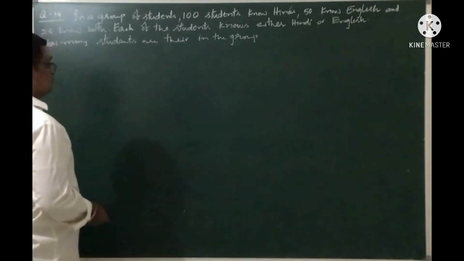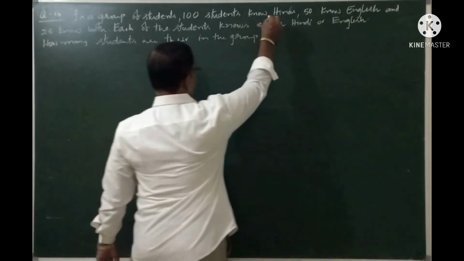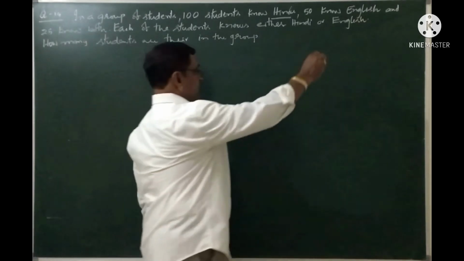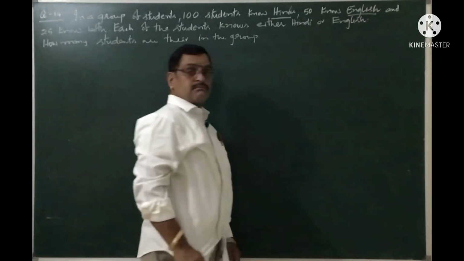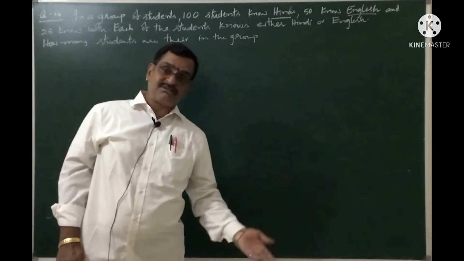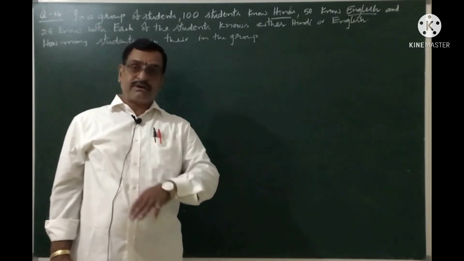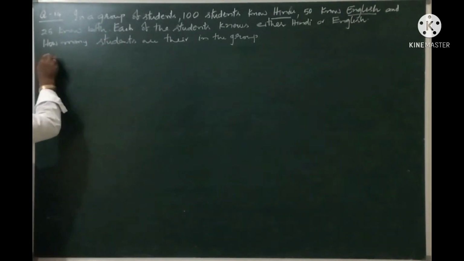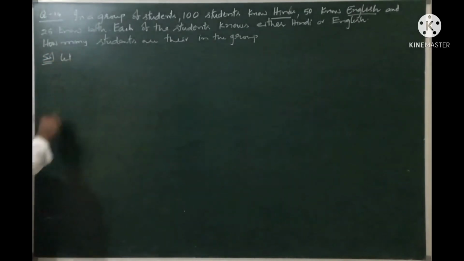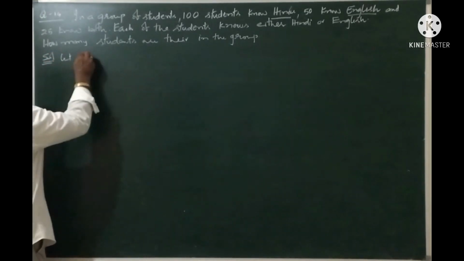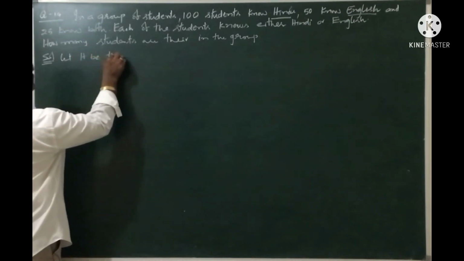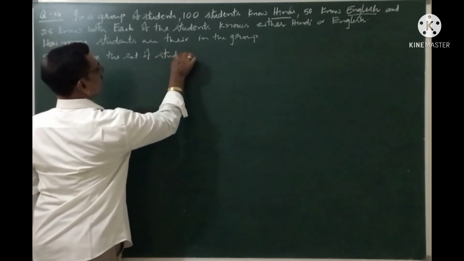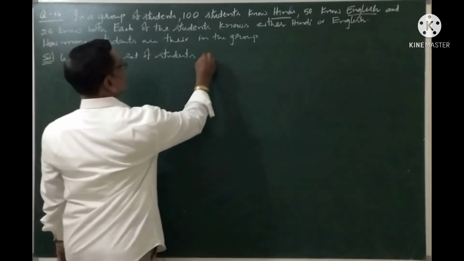So as usual, here Hindi is one set, and English is another set. If a student belongs to either the first set or the second set or both, you have to find that number. So what do you do? As usual, let us solve. Let H be the set of students who know Hindi.